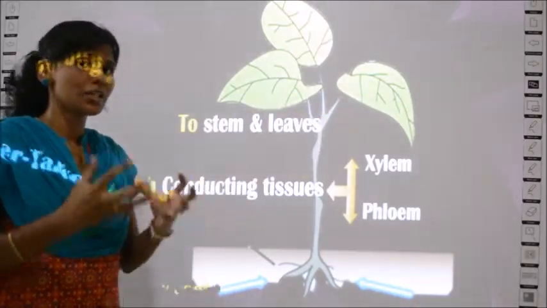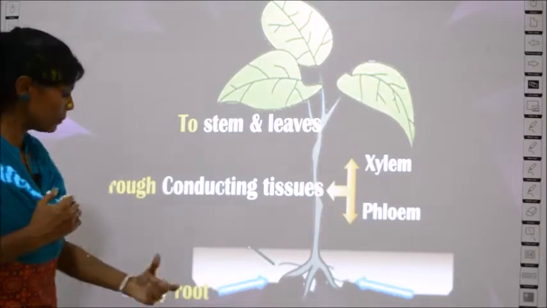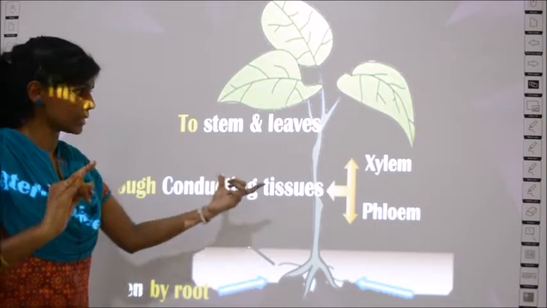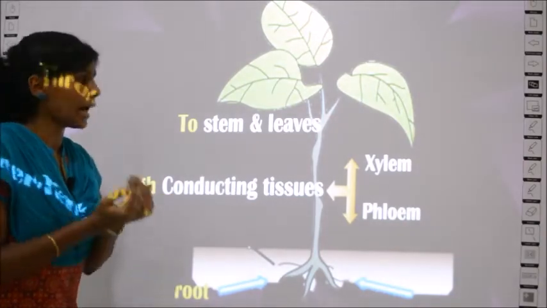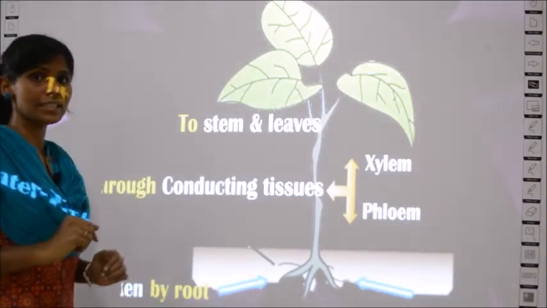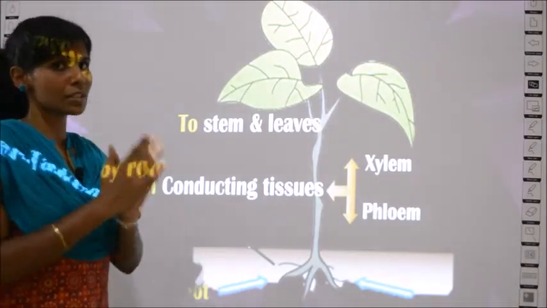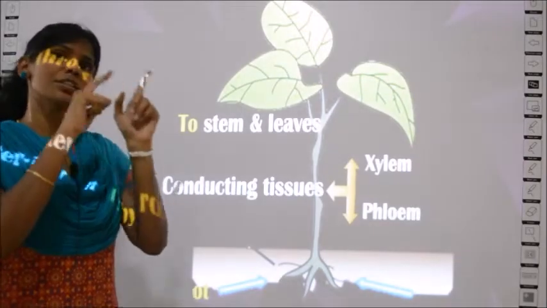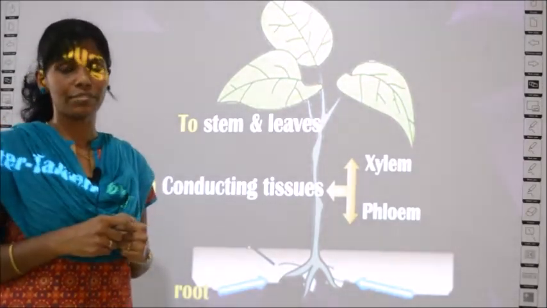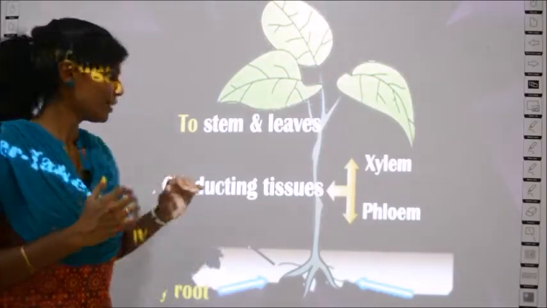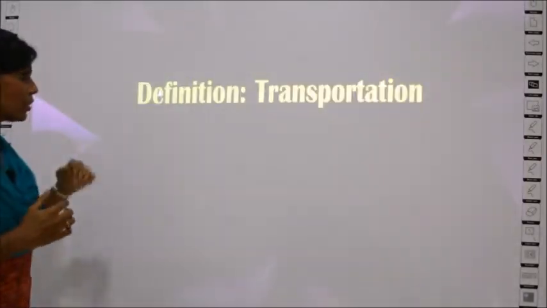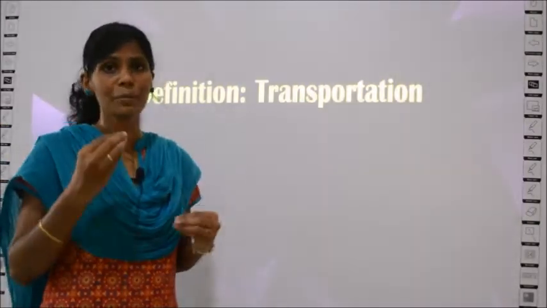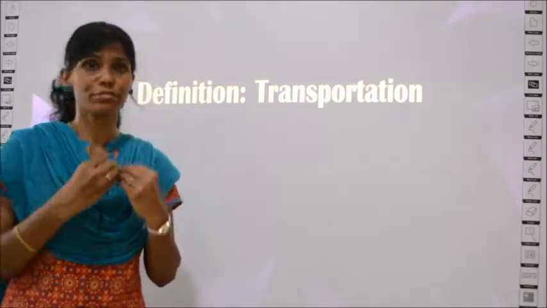I repeat again. Water from the underground soil is taken by the roots, through the conducting tissues, that is xylem and phloem, and delivered to 2 parts, that is stem and leaves. Clear with this? So how water is transported from the soil to the other parts of the plant we have learnt. Now we learn the definition of transportation. We have not studied the definition yet, right? After explaining, I thought I would define it so that it is easy for you to understand.